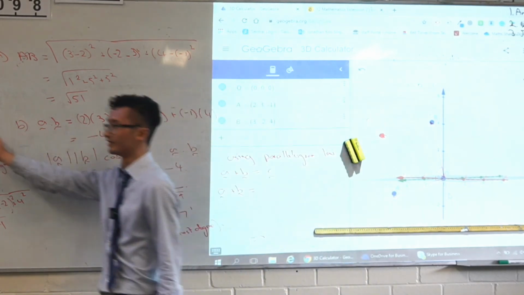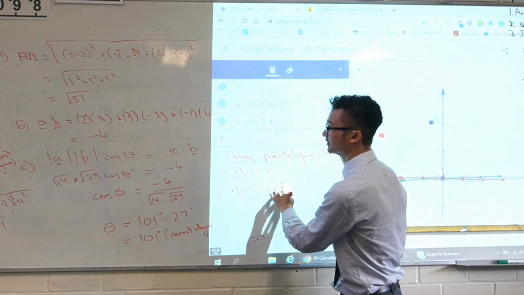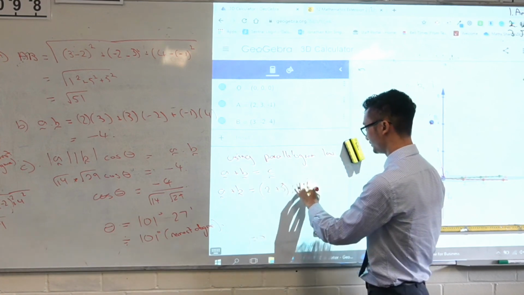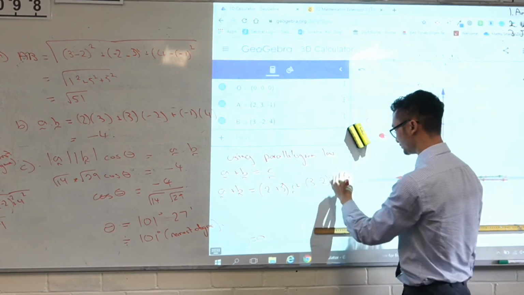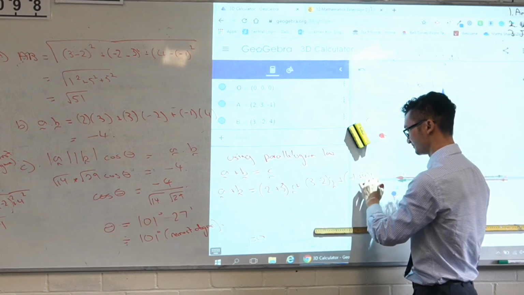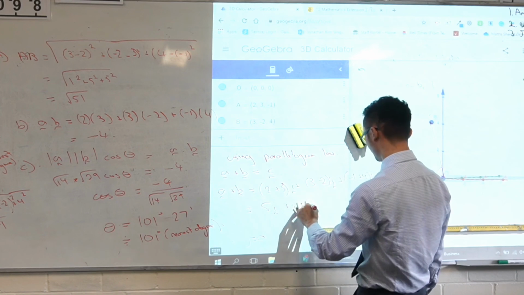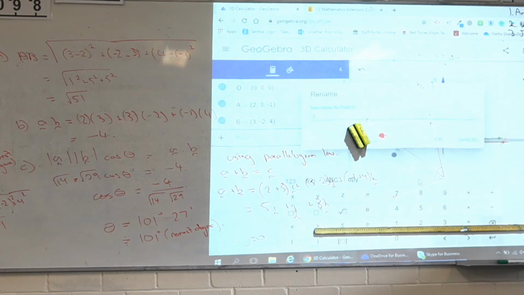Again, when you're summing them, same idea, right? You just sum up the i, j, k components. So we'll get 2 plus 3, plus 3 minus 2, and minus 1 plus 4. So we get 5i plus j plus 3k. And let's see if this actually looks right, or how close we were. So, C is equal to 5, 1, positive 3.